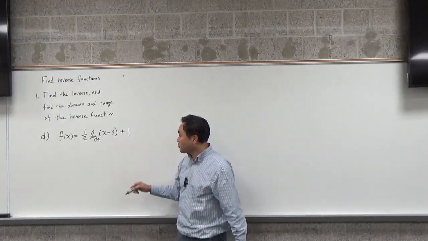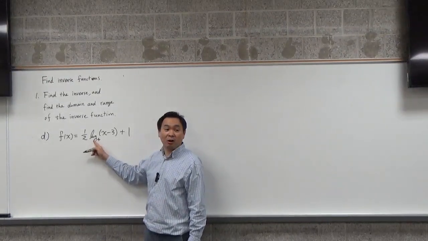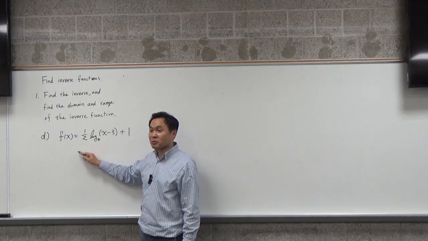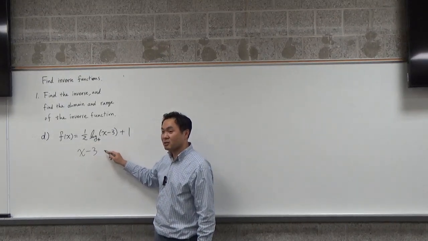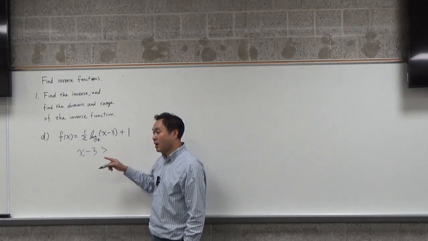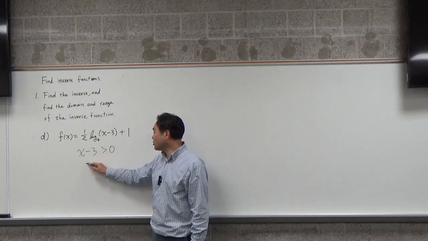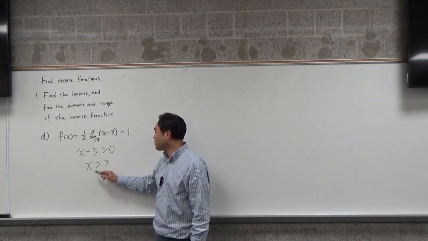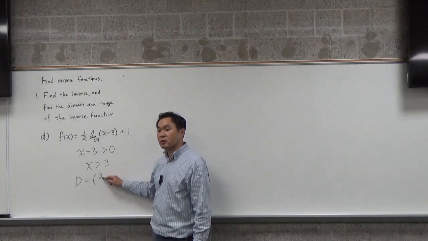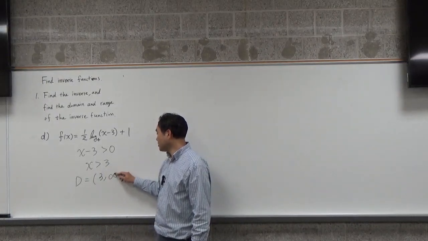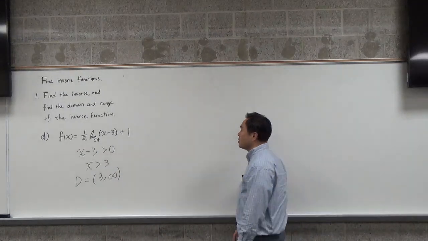Okay. So how do you find the domain? Well, this time I do see a log, right? So how do you find the domain? Take anything that's inside the log, and what do you say? Bigger, no, can't be equal, strictly greater than 0. Okay. And now you add 3 both sides. Therefore, the domain is 3 to infinity. Okay. So that's the domain. All right.